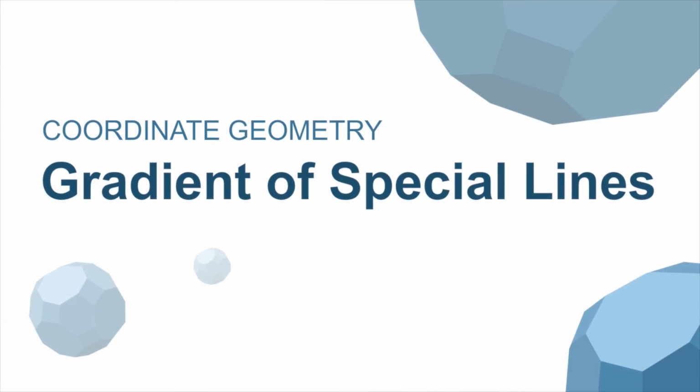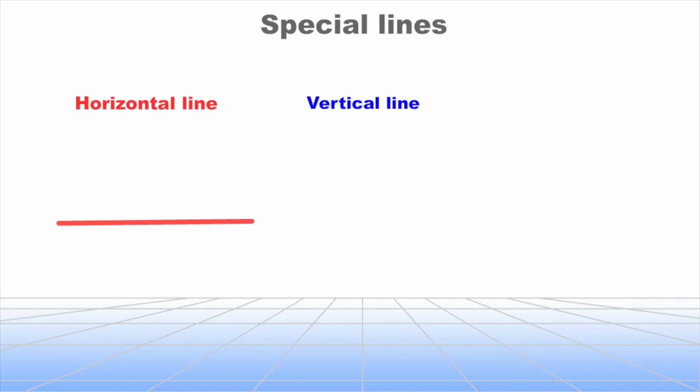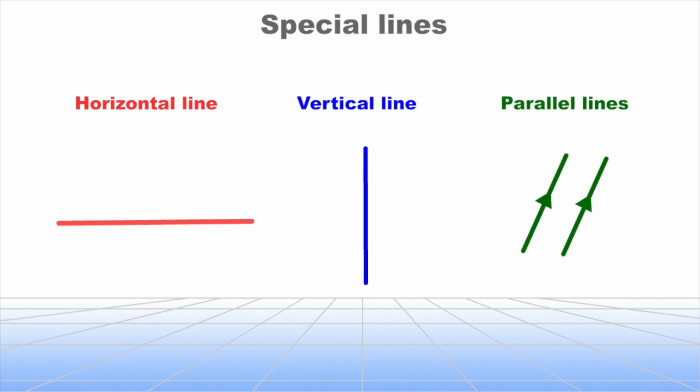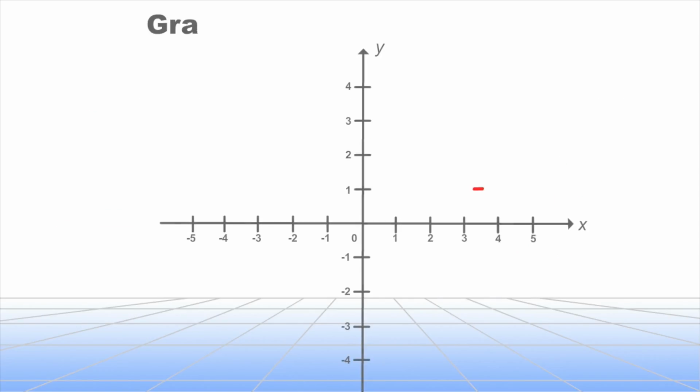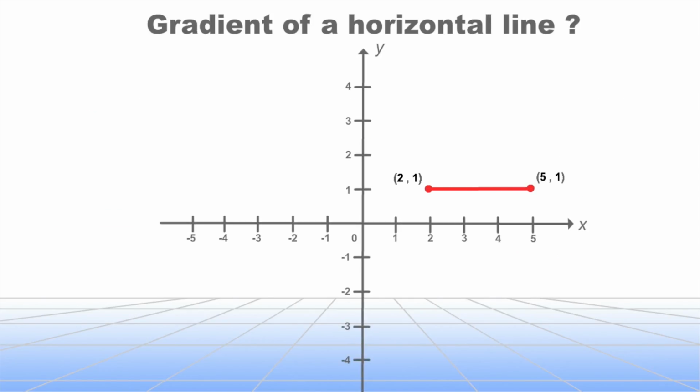In this video, we will look at the gradients of some special lines. The special lines are horizontal lines, vertical lines, and parallel lines. First, let us look at this horizontal line.